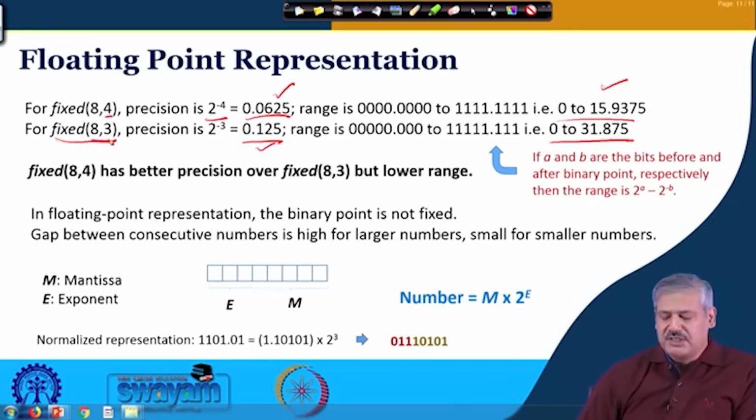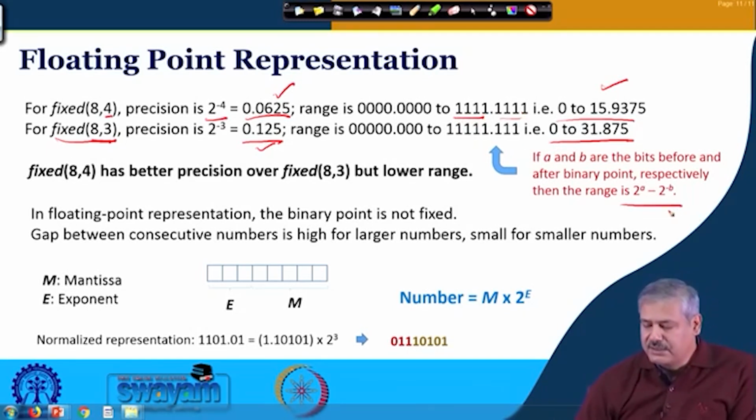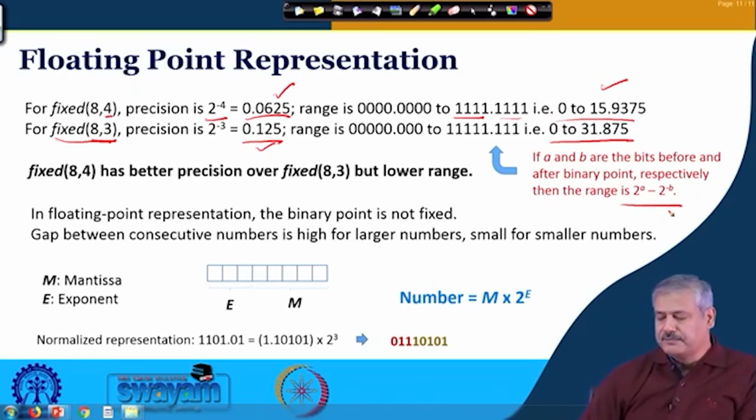And in fixed point representation, once we fix the representation, precision is always fixed. So, this is what we have noted, and one simple formula to calculate the range: if the number of bits before the binary point is A and after the binary point is B, then it can be calculated in this manner.